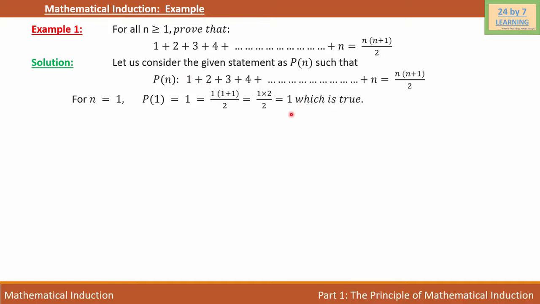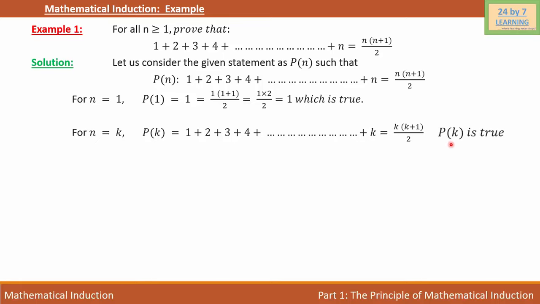Now let's consider n equals k. So for n equals k, we will write Pk is equal to 1 + 2 + 3 + 4 + ... + k is equal to k times (k + 1) over 2. So basically what we are doing is substituting the value n equals k in this expression, and that's how I'm getting this expression. And as you can see, this expression is the same as the actual expression. So we can say that Pk is true.